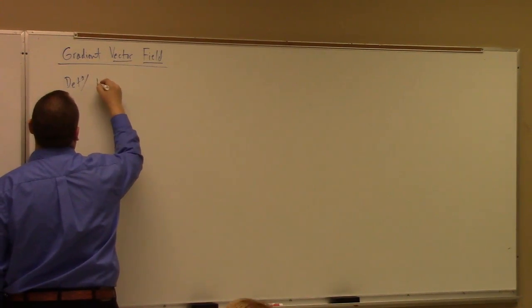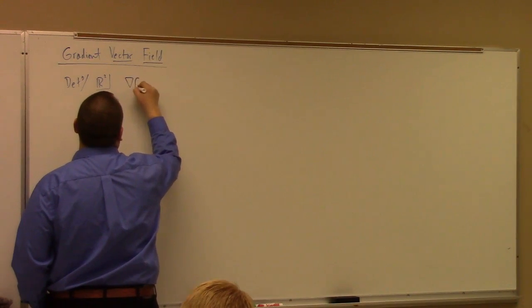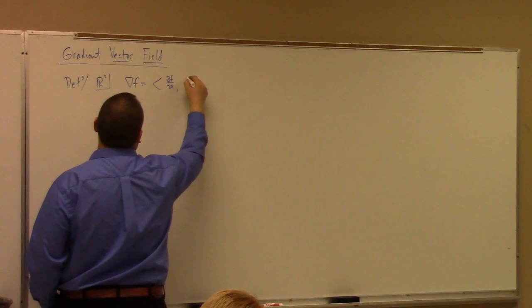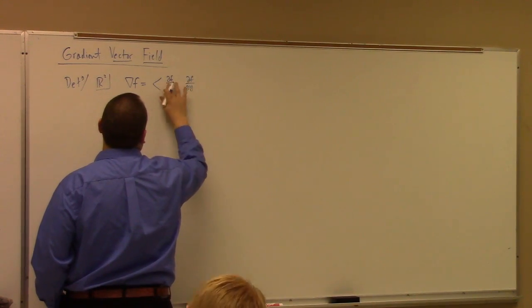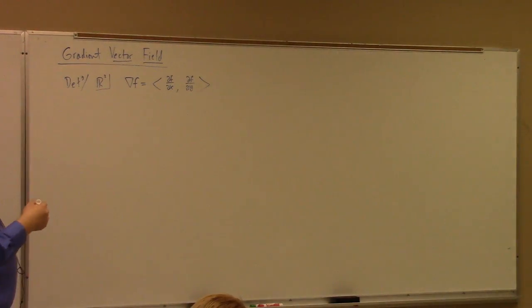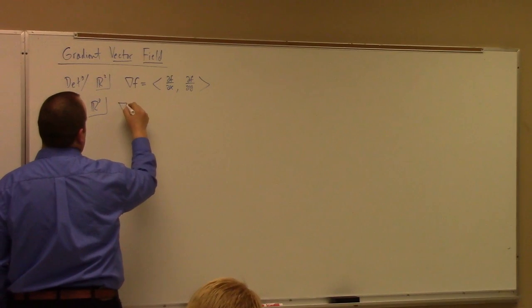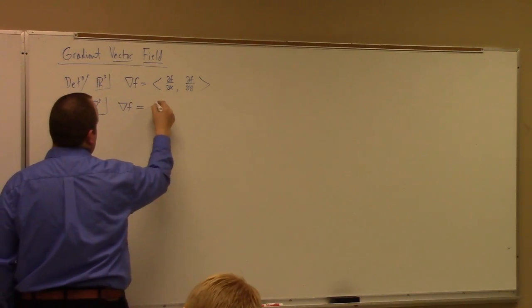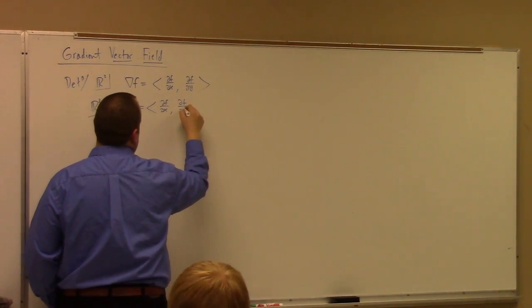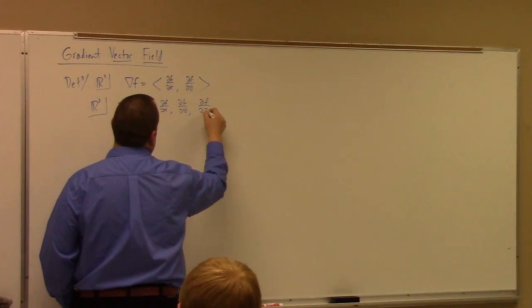In R2, the gradient of f is a vector. It's partial f partial x, comma, partial f partial y. In R3, three-dimensional physical problems, the gradient of f is partial f partial x, comma, partial f partial y, and guess what? It's third. Yeah, partial f, partial z. You got it.